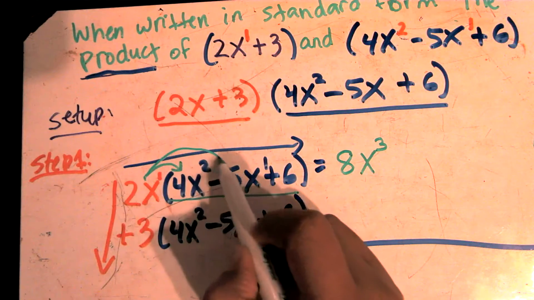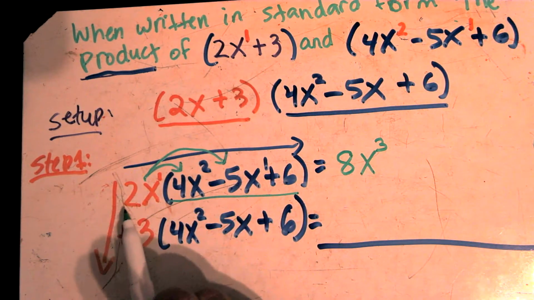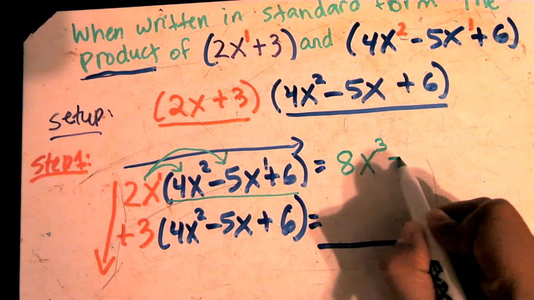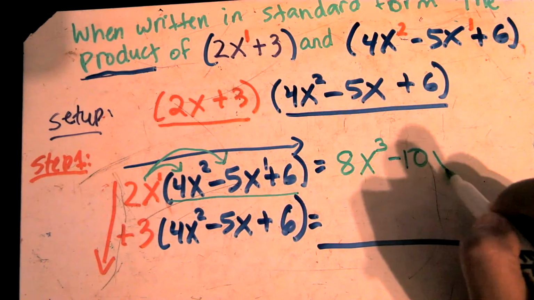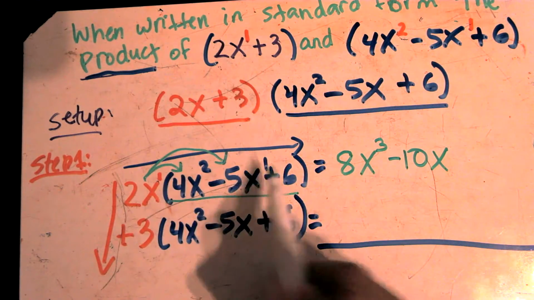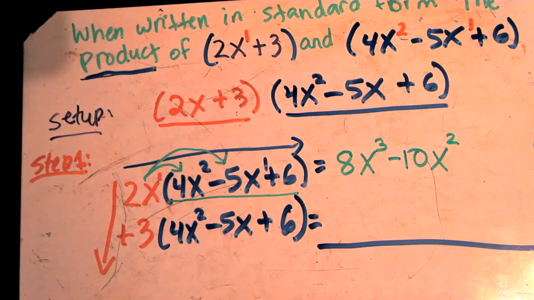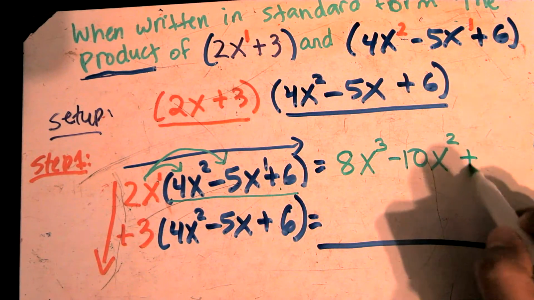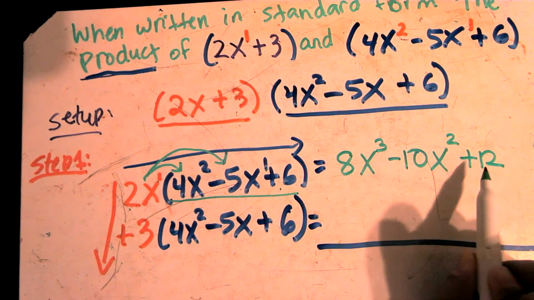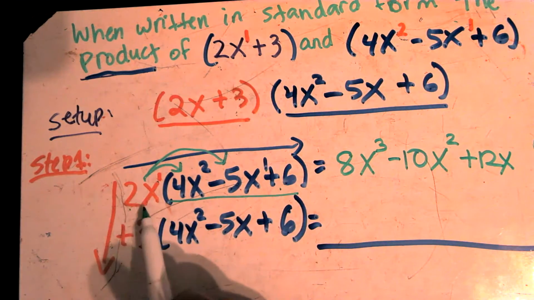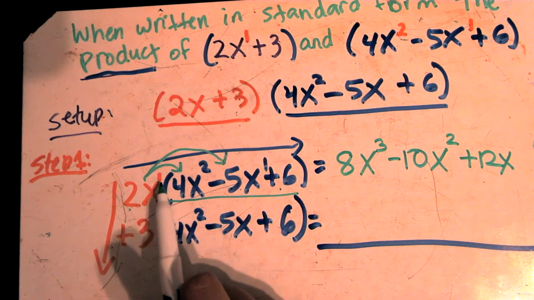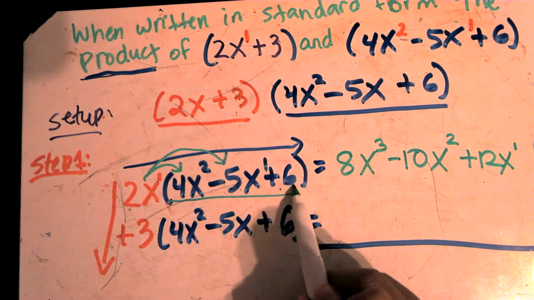Then I'm going to do the second distribution. 2x times negative 5x. 2 times negative 5 is negative 10. And then we have x is 1 plus 1 is 2. So I added the exponents. Positive 2 times positive 6 is 12. Now I don't want to forget the x because the x is there. Okay? It's not 2 times 6, it's 2x times 6. And there's nothing to add to that exponent because the 6 is by itself.